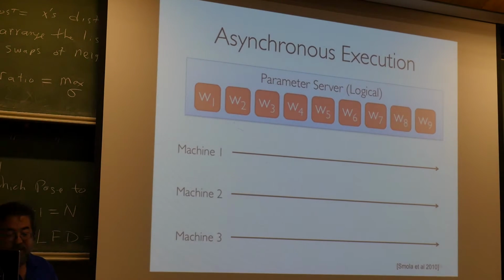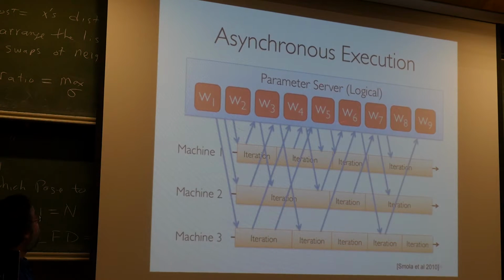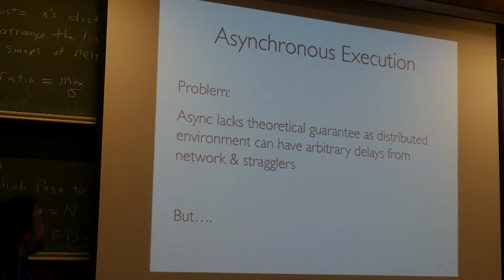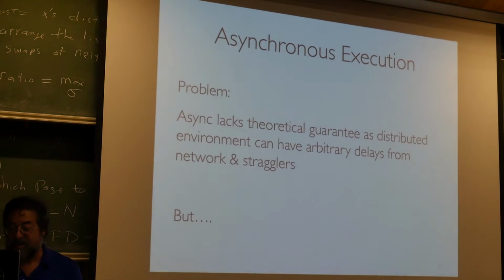So the problem with asynchronous communication, this would be the parameter server idea, right? Where they're all communicating with the parameter server. The problem with doing it purely asynchronously is you can have machines fall arbitrarily behind or get arbitrarily far ahead. And it's very hard to say anything formally about what happens in that sort of setting. Okay.